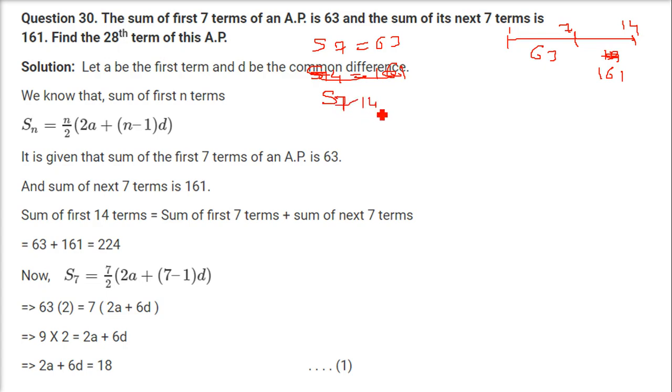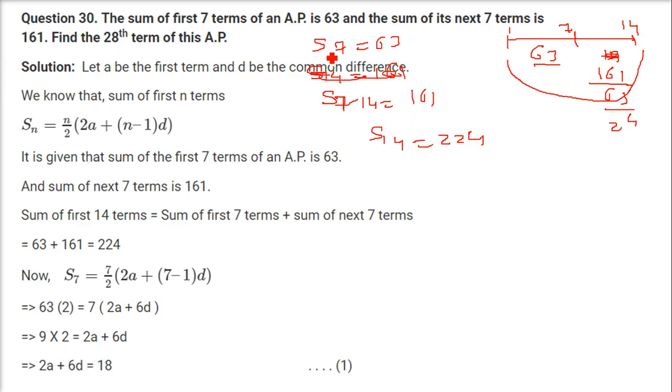S7 to 14 is 161. So now what will be S14? That means I have to add these two, right? 63 plus 161, so it will be 224. So S14 is 224 and S7 is 63.